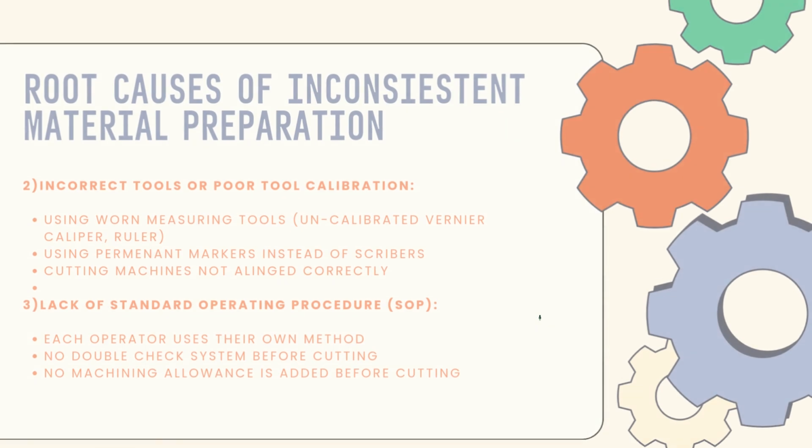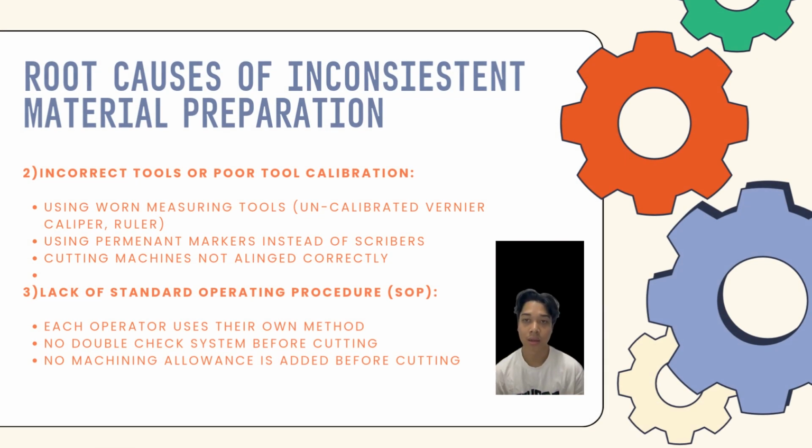The second thing is using the wrong tool. Many students use markers, pens or pencils for marking. These markings are thick, inaccurate, and can easily smudge, and measuring tools such as vernier calipers or steel rulers may not be calibrated properly. Even a small error of 1 mm can ruin the entire part.